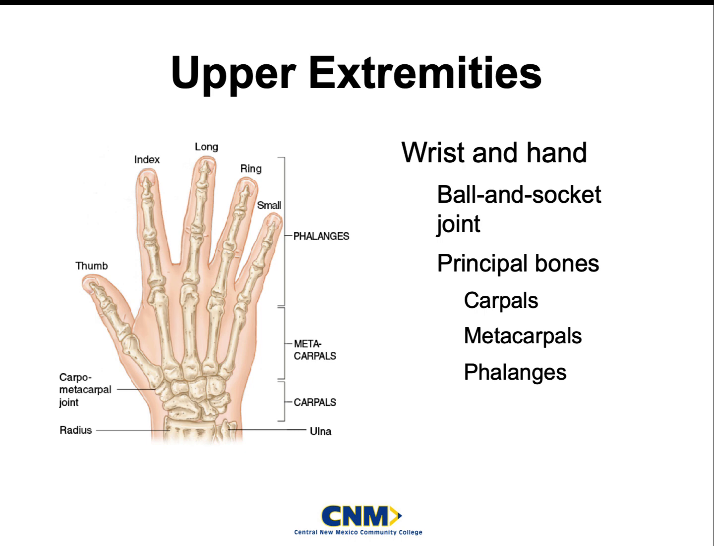Our palm is made up of the metacarpals, as you can see in the picture here, and then from basically our palm up are our digits, also known as phalanges.